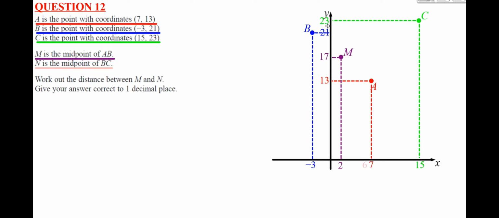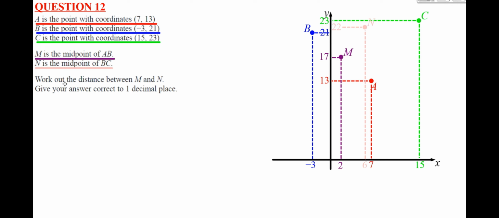In the same way, going upwards between B and C, this is quite easy to see, I'm hoping. If B's at 21 and C's at 23, the midpoint of B and C will be halfway in between 21 and 23. That's in the middle. And what's in the middle of 21 and 23? Quite obviously, it's got to be 22. So therefore, N, the middle of B and C, is 6 along, 22 up. So we can add in N at this point here. So that's M, and that's N.